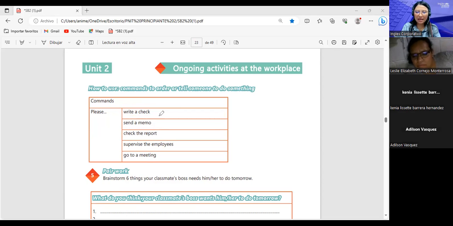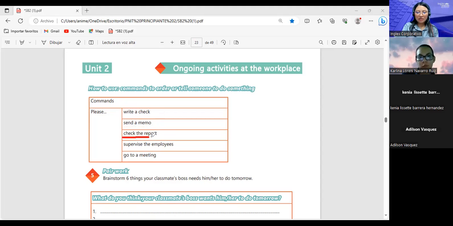Write a check. ¿A quién le daremos esta indicación, clase? To somebody. ¿A quién de la empresa? To my supervisor, to the coordinator. Please, write a check. Assistant. Probably the secretary or the assistant, right? See? That's it. Take a look at the second one, please. Send a memo. Send a memo. Is this an instruction for the secretary, for the supervisor, for the employee? Who would you give this instruction to?